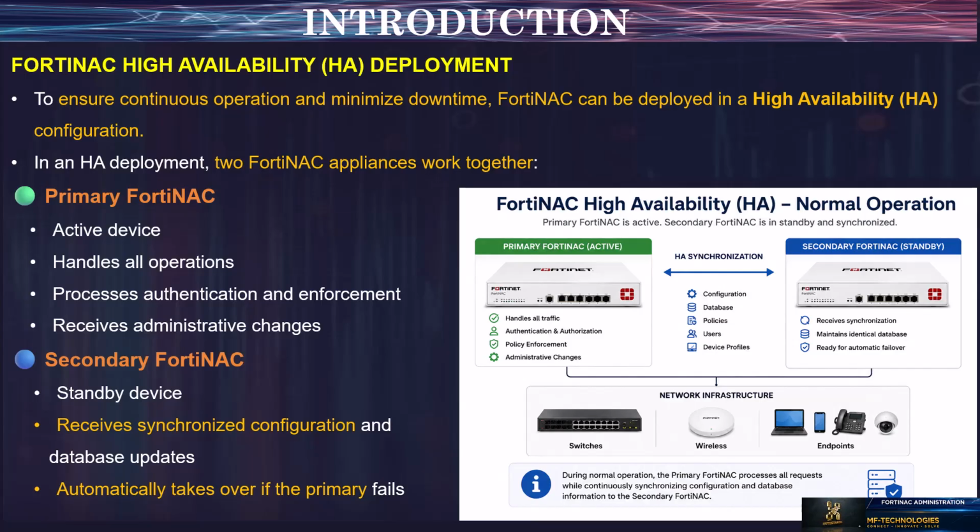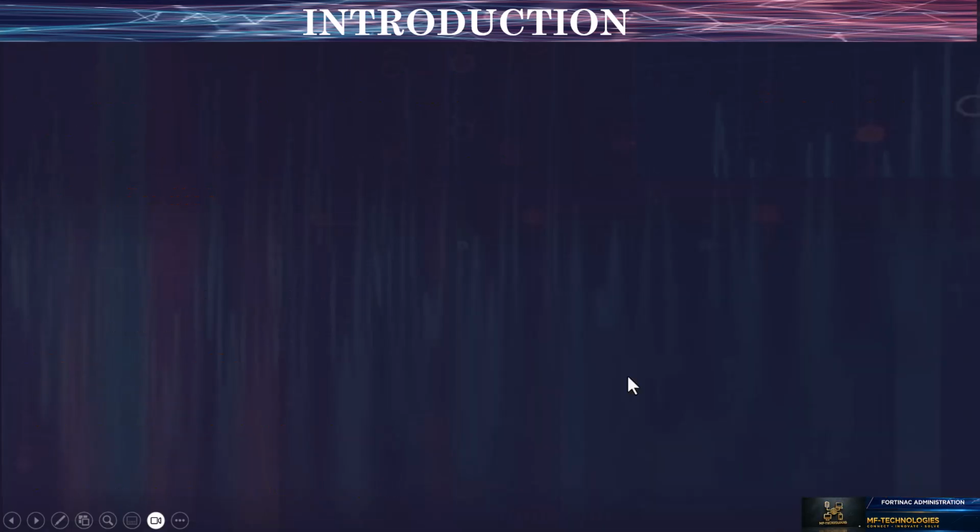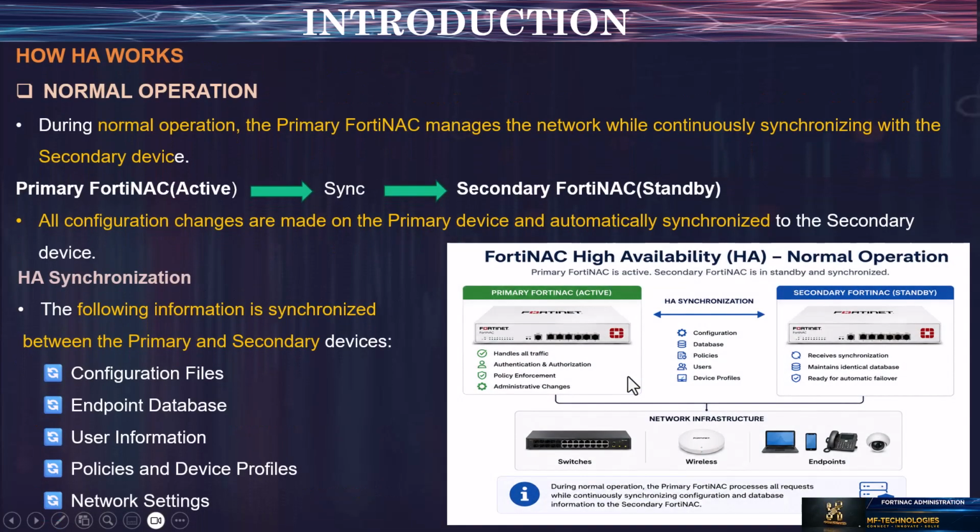The purpose of the secondary server is to be ready at any time to take over if the primary becomes unavailable, if anything happens. Does that minimize downtime and ensure continuous network access control service? Let's see exactly how high availability operates during normal conditions.